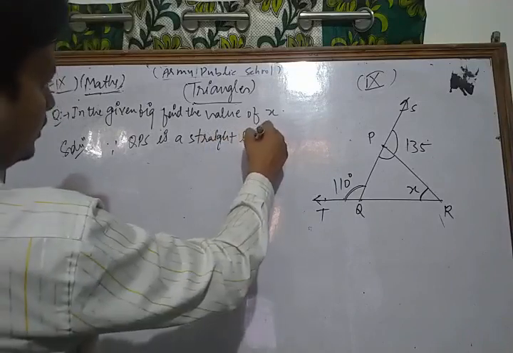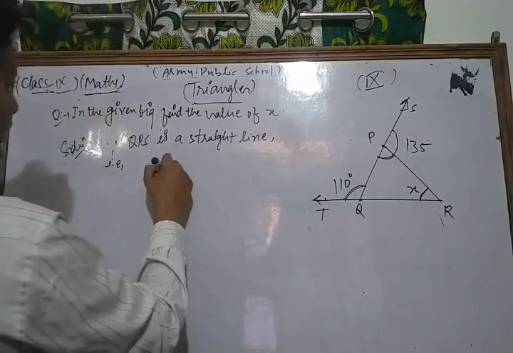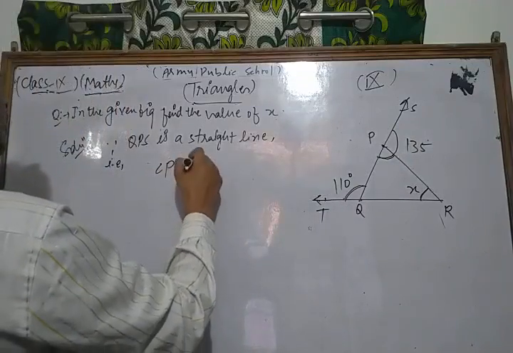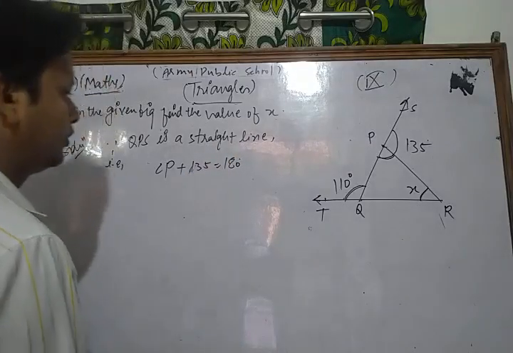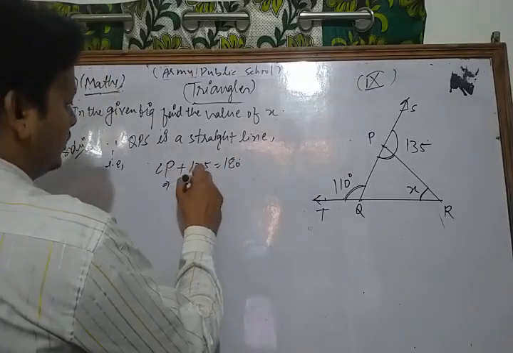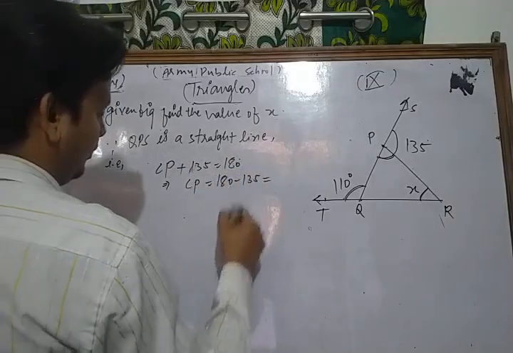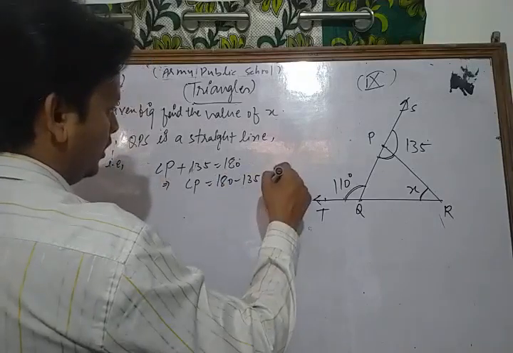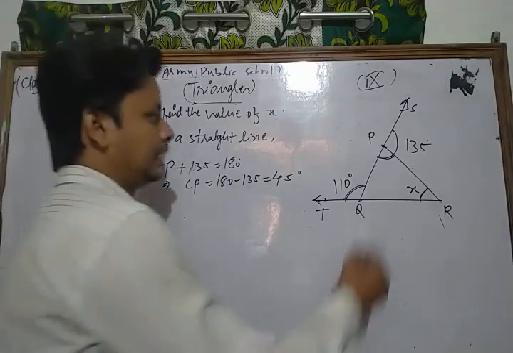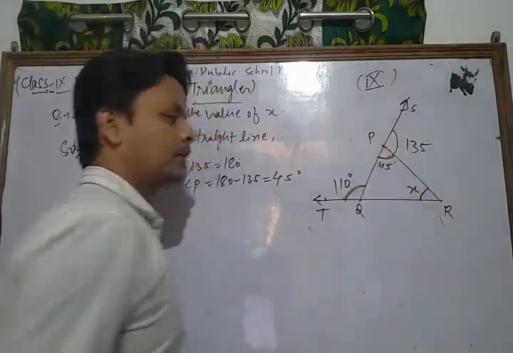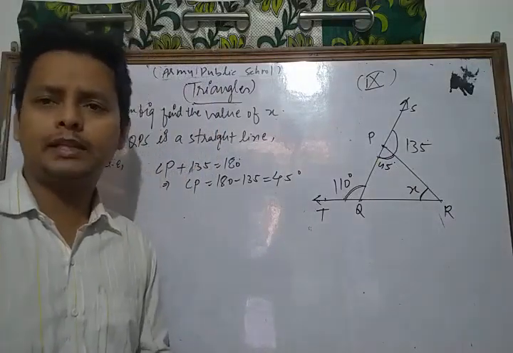Straight line, that is angle P plus 135. Angle P plus 135 is equal to 180. They form a linear pair. So from there we find the value of angle P is equal to 180 minus 135, which is 45 degrees. So in this way, angle interior P is equal to 45 degrees. Now in triangle PQR we apply the exterior angle property.